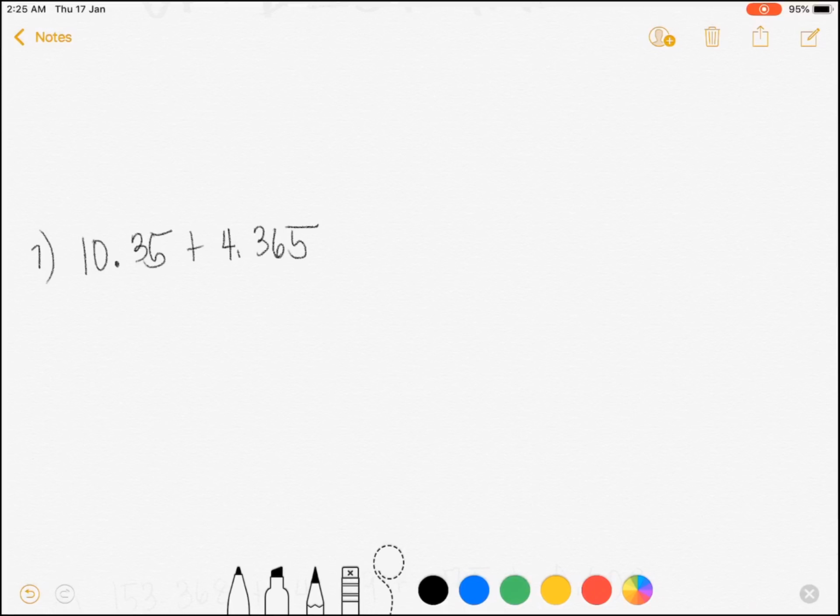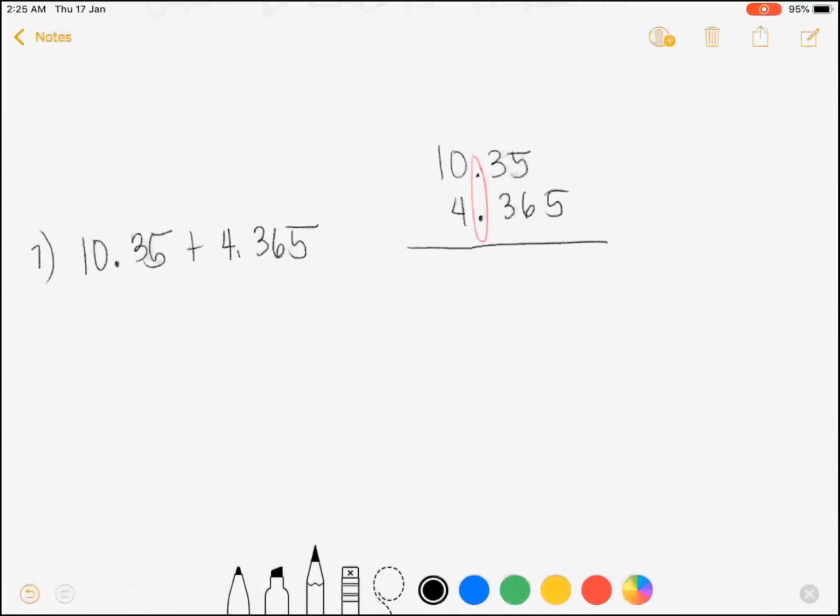4.365. So, gaya ng sabi ko, i-align natin yung decimal point nila. Sulat lang natin yung first given na 10.35. And then, yung 4.365, dapat naka-align doon sa decimal point ng 10.35, yung decimal point niya. So, we have 4.365. Yan, naka-align sila. And then, pwede na nating i-add kung paano mag-add ng normal way.